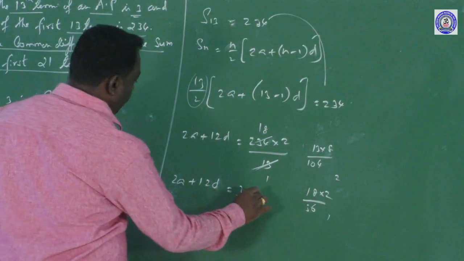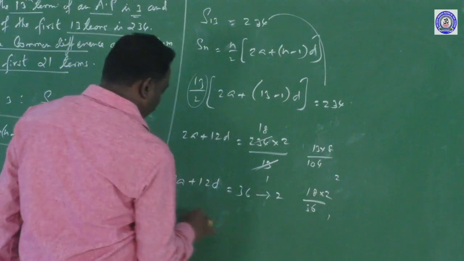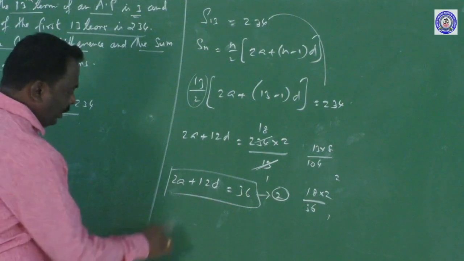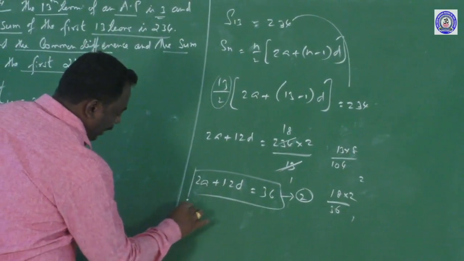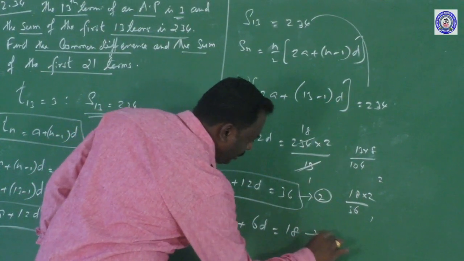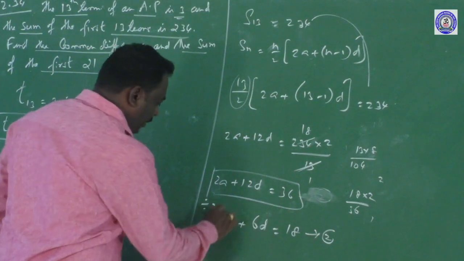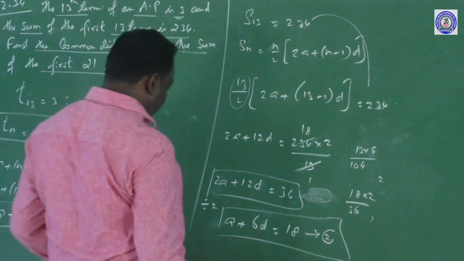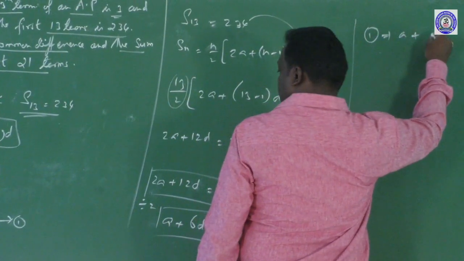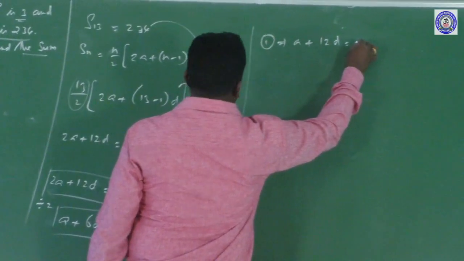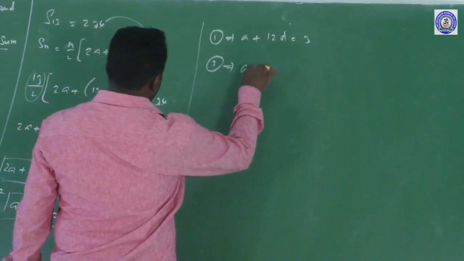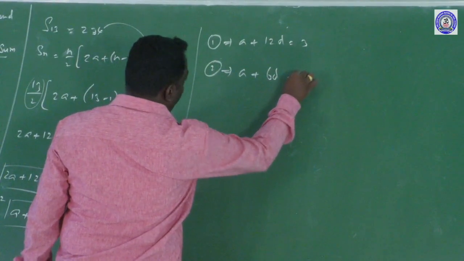This equation is called the second one. Already we applied the first one, now this is the second one. This equation can also be divided by 2. Again by 2: a plus 6d is equal to 18, and this is called equation 2. Now comparing the first equation and the second equation. The first equation: a plus 12d is equal to 3. The second equation: a plus 6d is equal to 18.